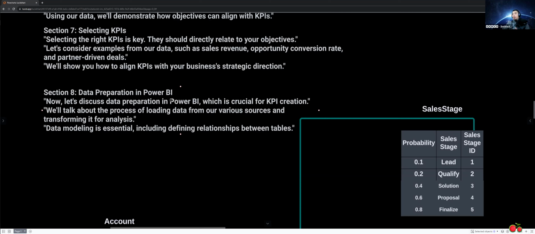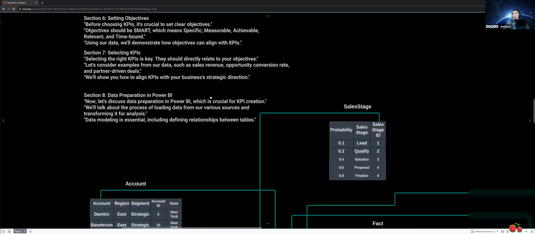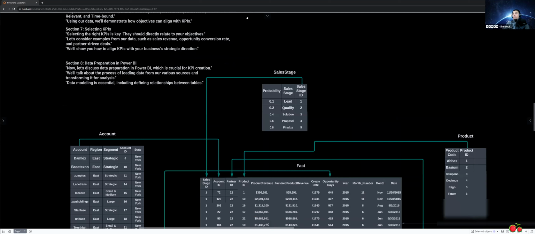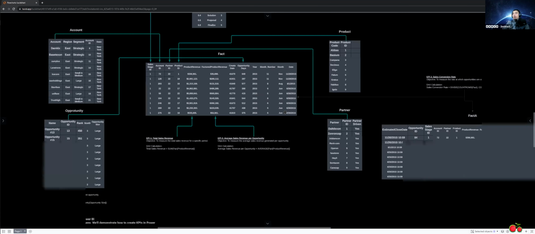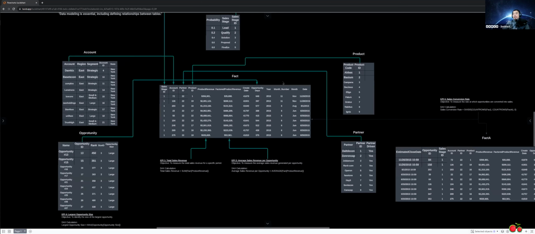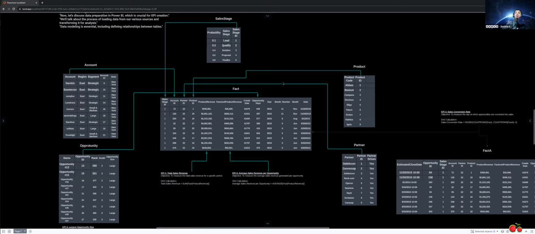So, for example, the data that we have right here, I created a star schema for it. And I have many tables. So just by looking at the data, and this is part of familiarizing yourself with the data, I can decide that in my fact table, the sales stage ID that I created comes from this table.